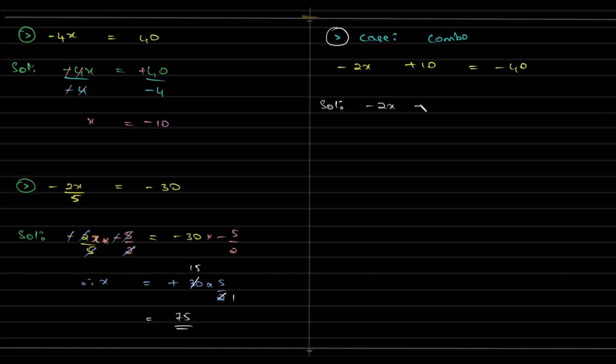Negative 2x plus 10 is equal to minus 40. So the trick here is we need to eliminate negative 2 and 10, but in what order? Do you know how to do this? Which is more convenient? I want to eliminate negative 2 and 10. So in which order should I do that? Should I eliminate 10 first or should I eliminate negative 2 first?